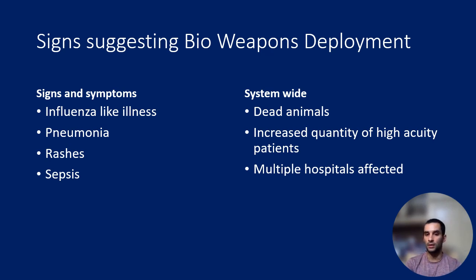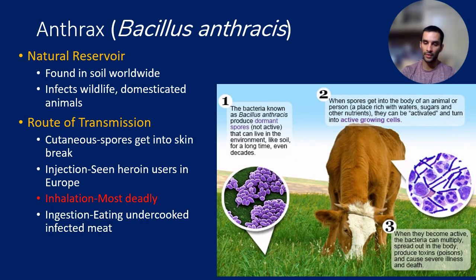What's going to clue you in is if you start seeing some system-wide effects. Dead animals, always a bad thing. If for some reason, all of a sudden, everyone's super sick and the quantity of super sick people is high, that's a clue. If multiple hospitals are reporting this, that's a clue. If you're getting it from multiple different EMS agencies, that's a clue. So look for those clues. And then here we're going to get into some of the specific diseases.